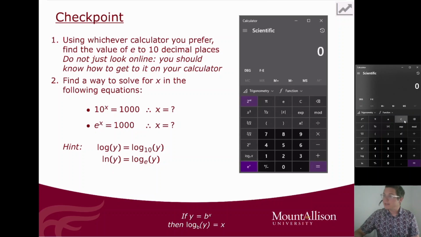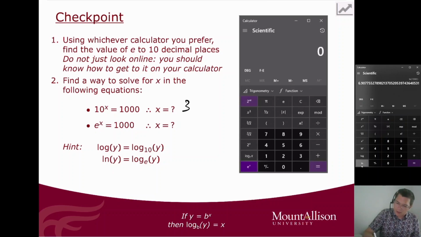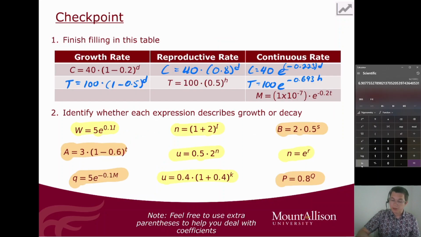And then if I had 10 to the x is equal to 1,000, I would take the log of 1,000, which gives me 3. And if I wanted to find the exponent on e that gives 1,000, then I'd take the natural log of 1,000, which gives me approximately 6.908, and so on. So that's just making sure that you know how to use those.